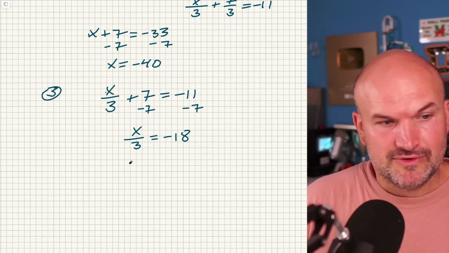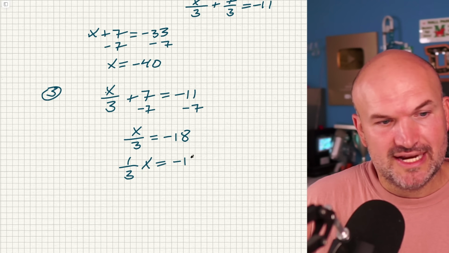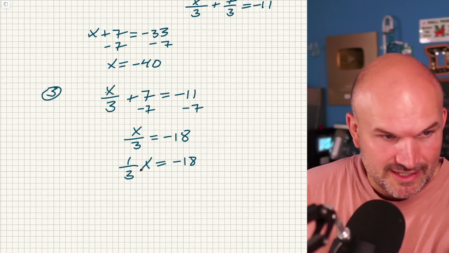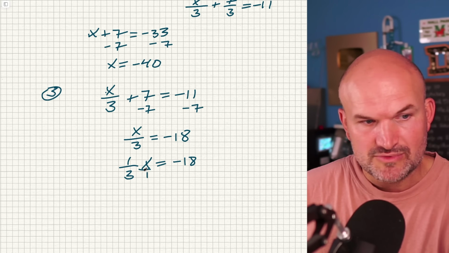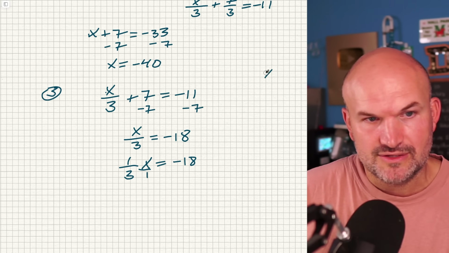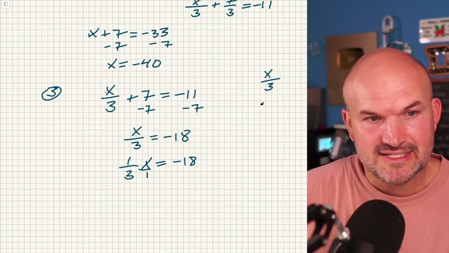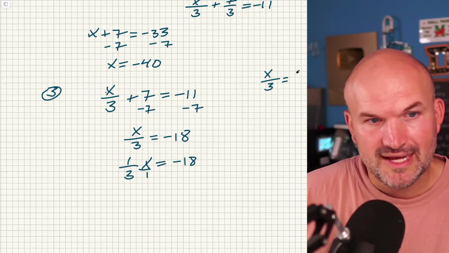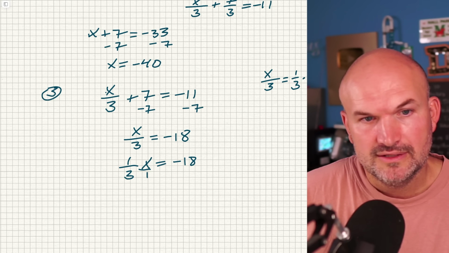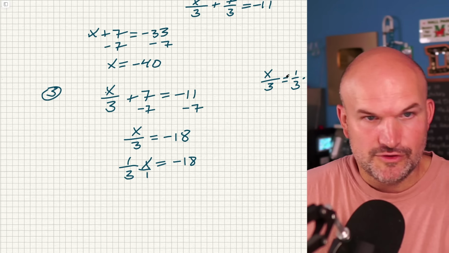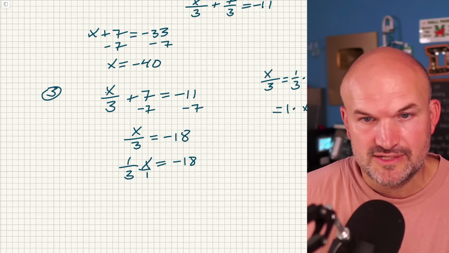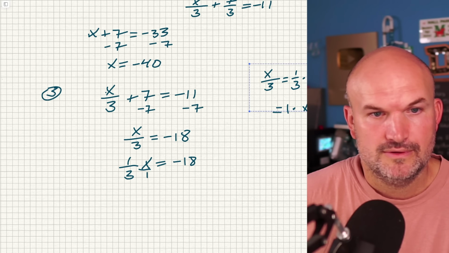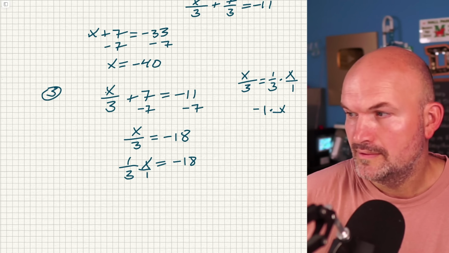Instead of x divided by 3, I can rewrite this as a 1/3 times x equals a negative 18, right? Because wouldn't you agree, my x here is kind of x over 1. So 1 times x, 3 times 1, right? So let's write it like this. So x over 3 is the same thing as a 1/3 times an x over 1, right? Because if you were to multiply those back over, you'd have a 1 times x, which I ran out of space. Sorry about that. There you go. All right.